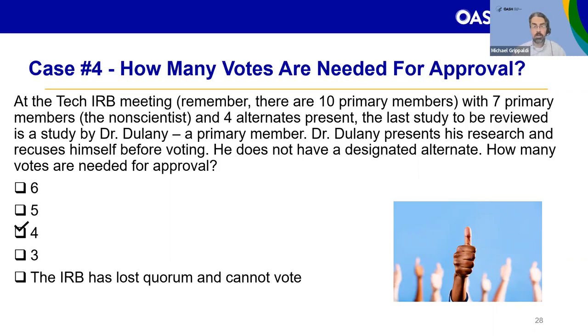So we still have quorum met, right? We have 6 members. But we also need to know the number of the voting members present so we can figure out the majority. And so looking to the fact pattern, do we have an alternate who can fill in for Dr. Delaney? Can one of the 4 alternates sit in for him? And we were told specifically no, that there's no designated alternate for him. So we're left with 6 voting members at the presence of this board.